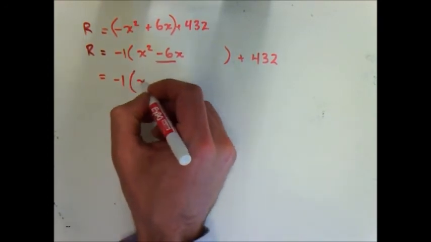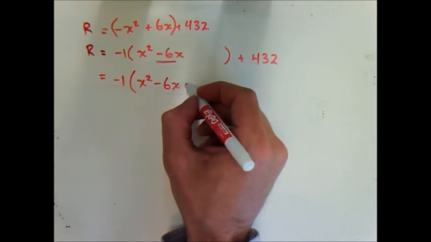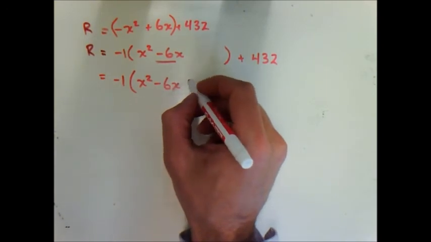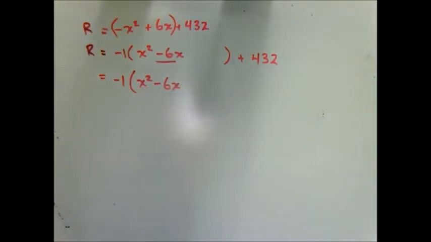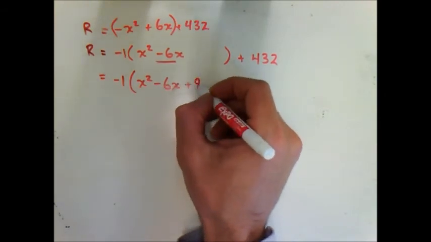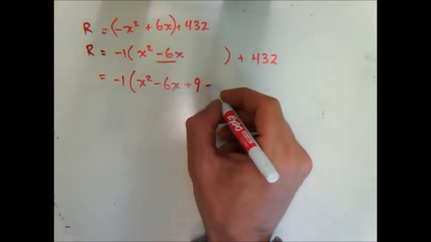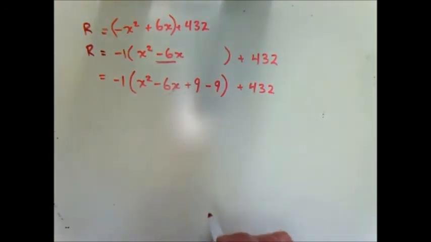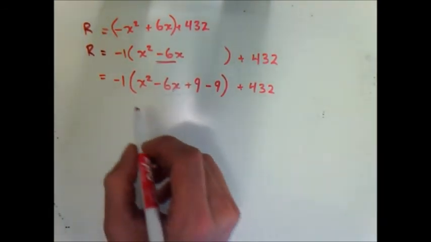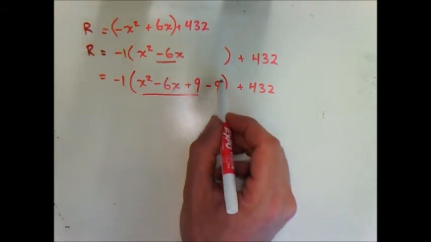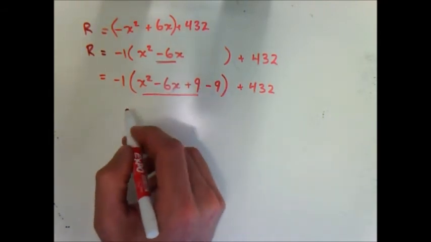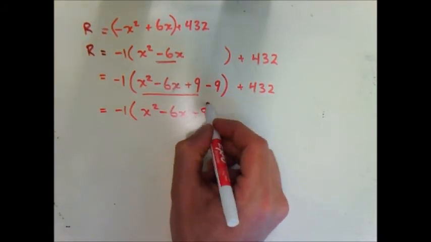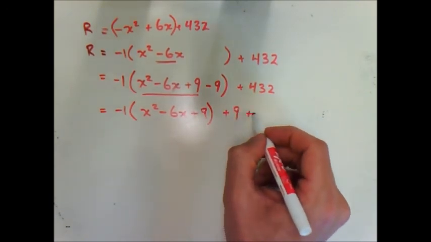So I've got negative 1 times x squared minus 6x plus negative 3 squared, which is plus 9. And if I'm adding 9, I need also to subtract 9. Then 432 on the outside of the bracket. Now I have a completed square trinomial here, but I need to get rid of this negative 9 first. So I multiply it by negative 1 to kick it out of the bracket. X squared minus 6x plus 9, plus 9, plus 432.